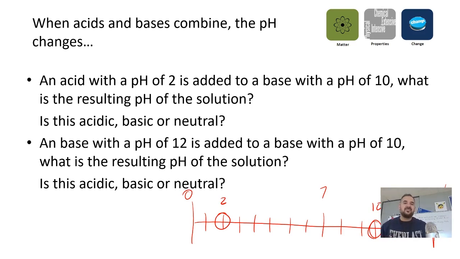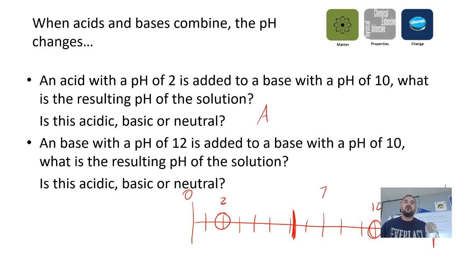So our solution is going to be somewhere in the middle. We're assuming that these are both strong acids or strong bases. It'll be more specific when you answer these types of questions. But assuming that they're the same thing, so strong acid with strong base or weak acid with weak base, your answer is always going to be somewhere in the middle. So here's our 2, here's our 10. Our answer is going to be here somewhere. So the resulting pH is going to be what? Acidic, basic, or neutral? What do y'all think? All right, it's going to be acidic.